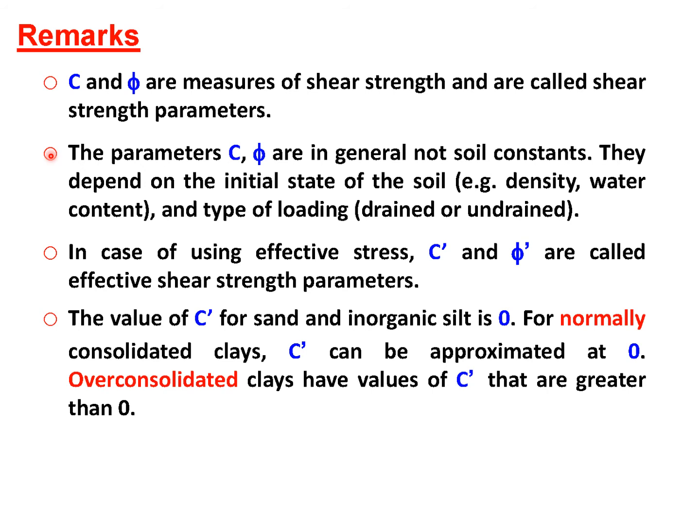They depend on the initial state of soil, for example, density, water content, and type of loading, drained or undrained. In case of using effective stress, C' and phi' are called effective strength parameters. The value of C' for sand and inorganic silt is 0. For normally consolidated clay, C' can be approximated as 0. Overconsolidated clays have values of C' that are greater than 0. So this point is very, very important.